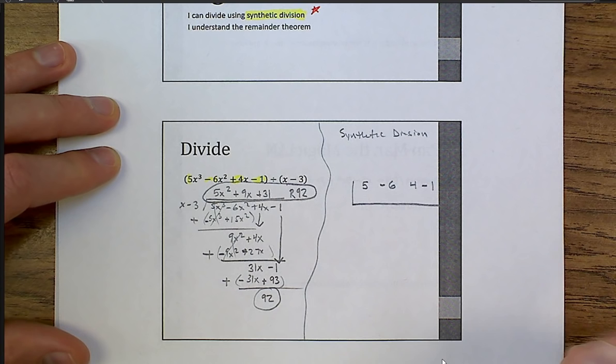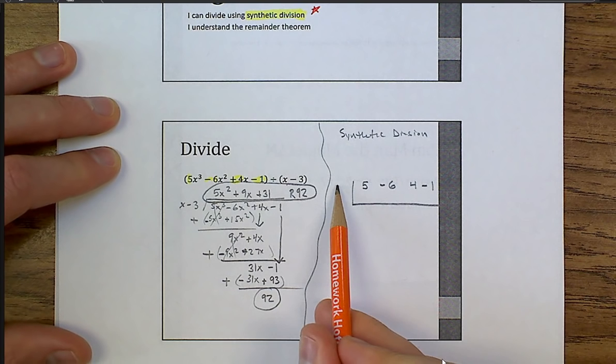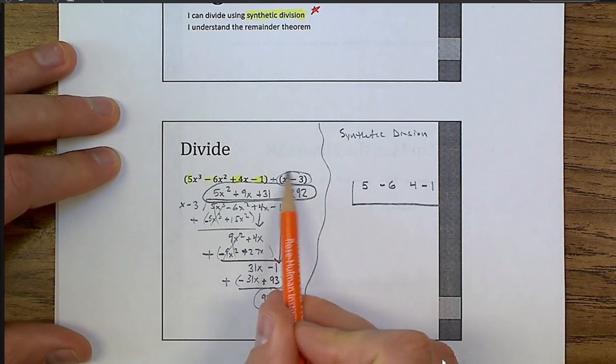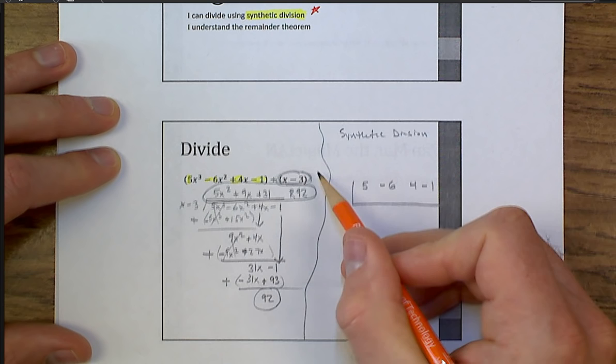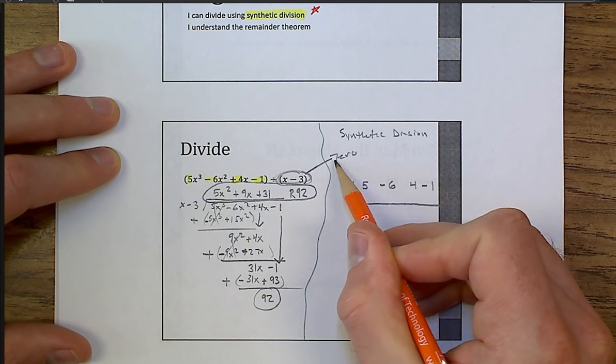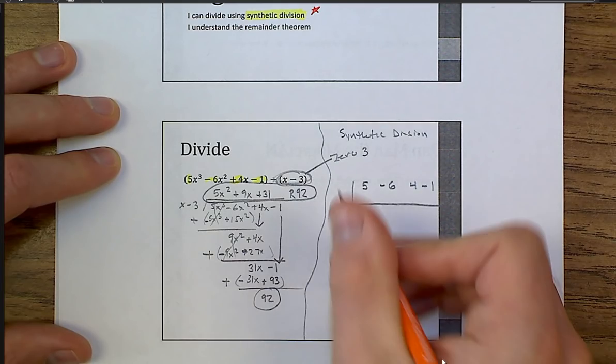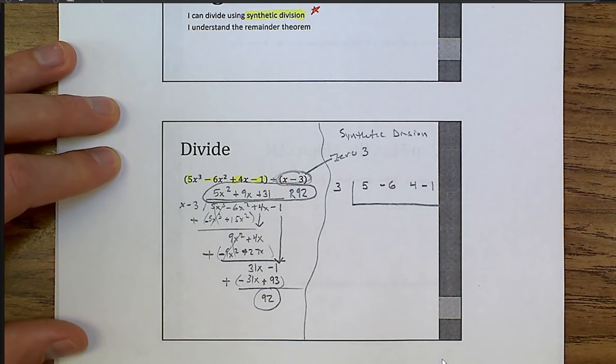And then right outside the L, you're going to put the 0 of what you're dividing. So this is in factored form. What would be the 0 of that factored form? It'd just be a regular 3, right, if you set that equal to 0. And so you're just going to put a 3 right there. Okay? It's always the 0 of the factored form.